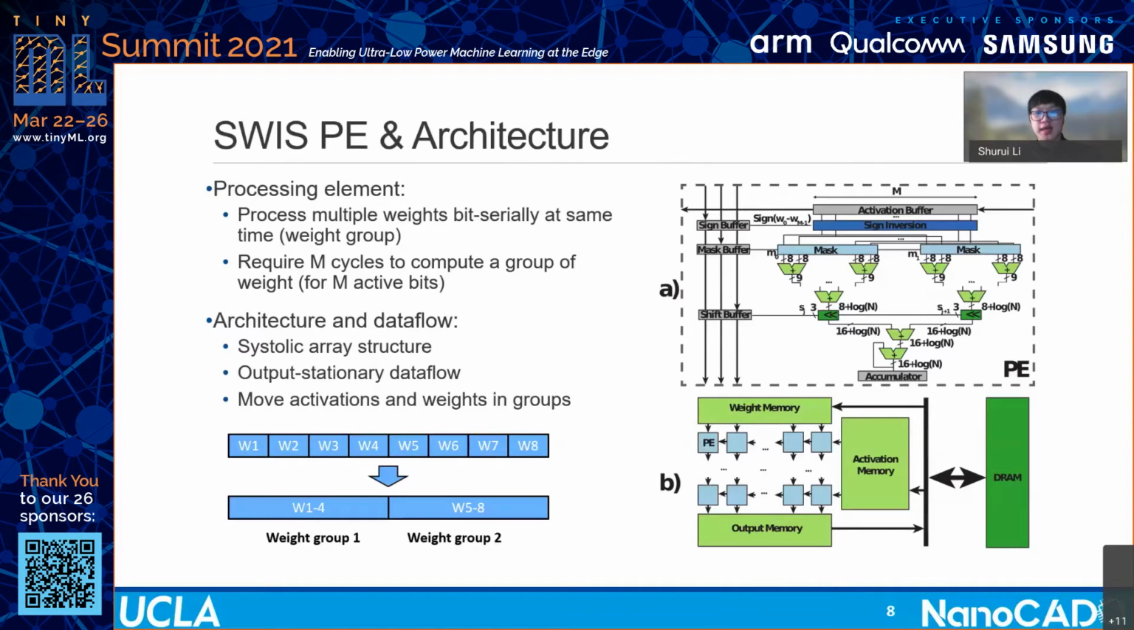On the architecture side, we adopt a systolic array architecture and output stationary data flow so that it can act as a GEMM engine. The activations and weights are grouped as shown in the bottom left figure, and they also move between PEs in groups for systolic array operation. Having said that, SWIS is not tied to systolic arrays, and it can be applied to almost any architecture and data flow. It can potentially achieve better efficiency due to higher scheduling flexibility and less buffer overhead on architectures other than systolic arrays.